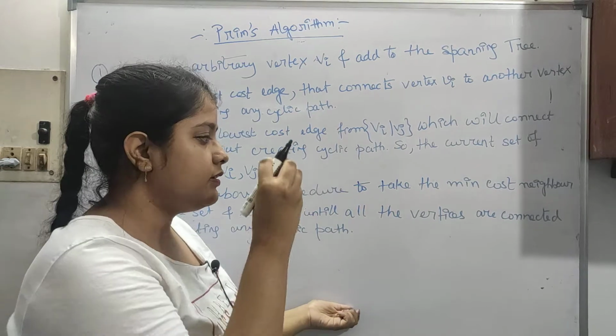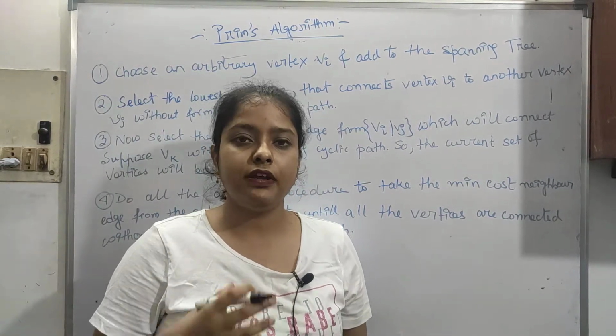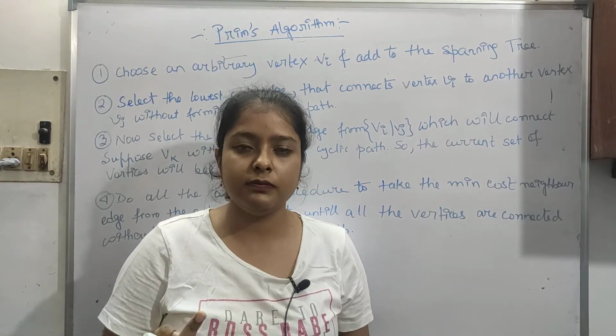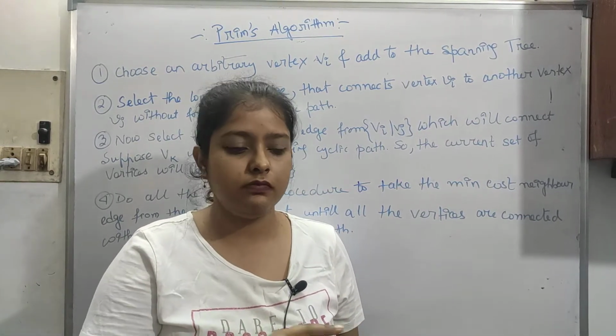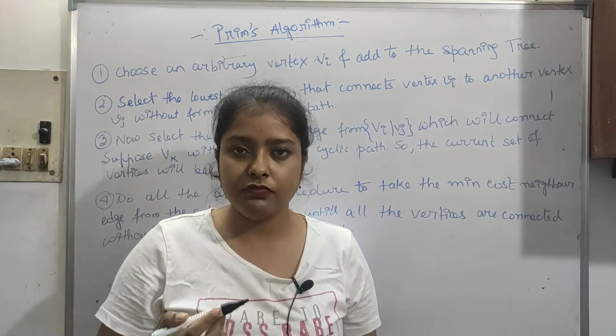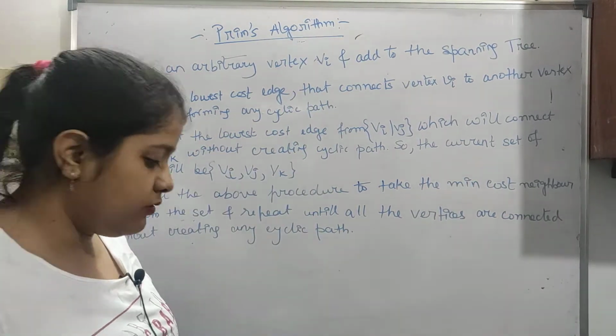Now in the graph there will be weights given, and then we have to find the minimum spanning tree among all of them. Two algorithms are there: Prim's and Kruskal's. First of all we will see Prim's algorithm. So this is our first algorithm.